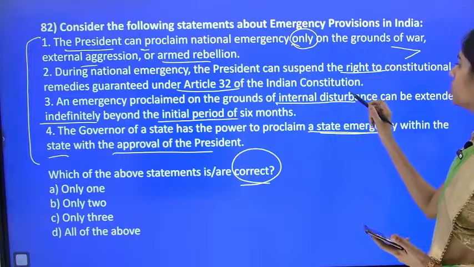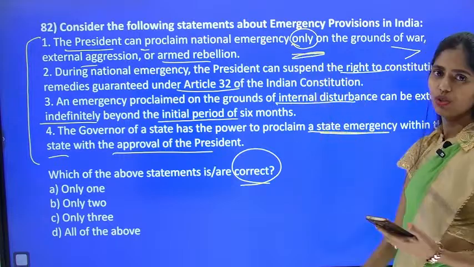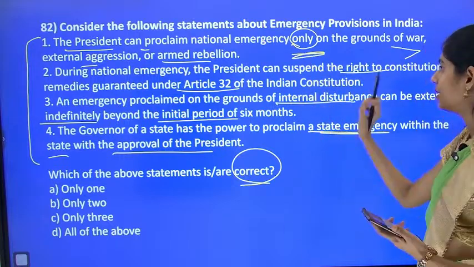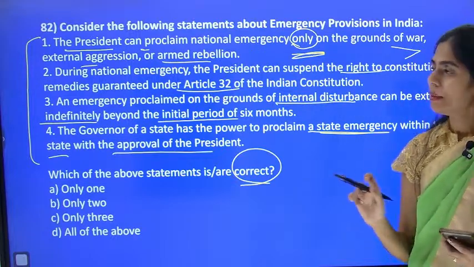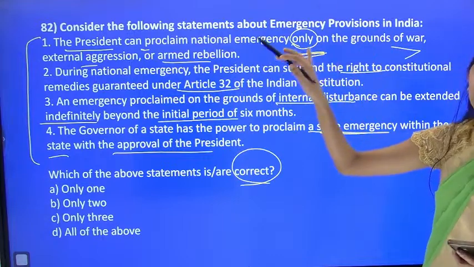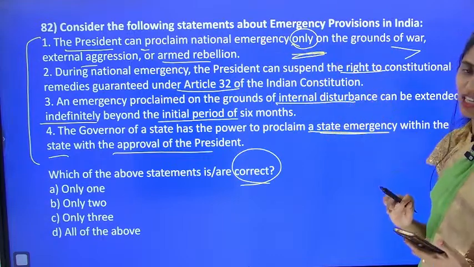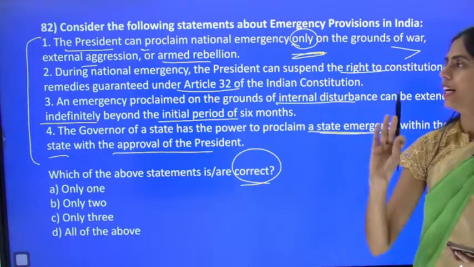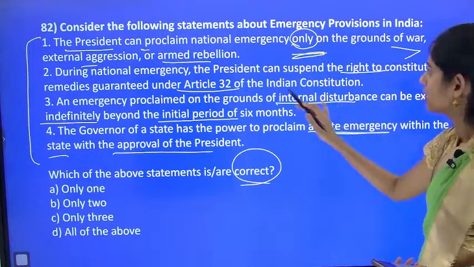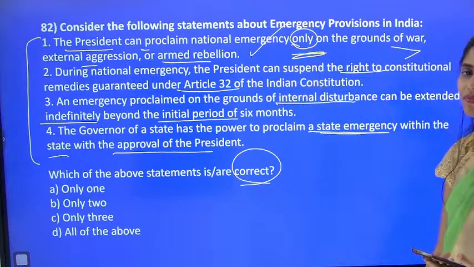Okay. So here there is the word only. Whenever you are getting only in polity, it may or may not be correct. But in this case, the President can proclaim national emergency only on 3 grounds. First one is war, second one is external aggression, and third one is armed rebellion. So this statement is absolutely correct.